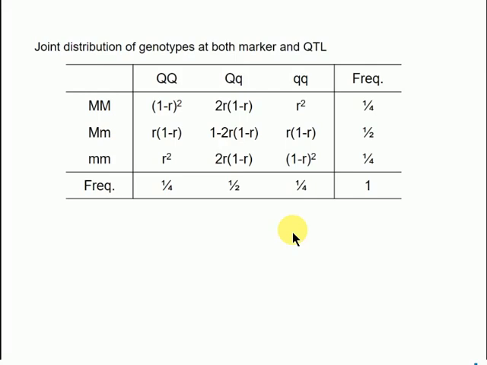So this table provides a theoretical basis for how to link the marker information with QTL genotype information. This joint distribution between marker genotype and QTL genotype provides the basis to work out the relationship between the marker and the QTL.